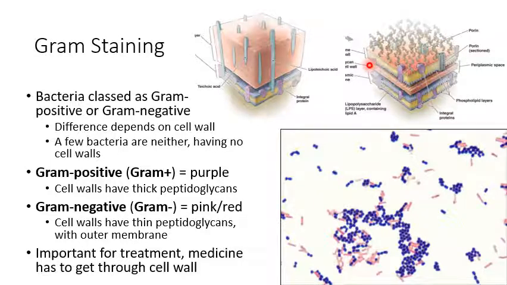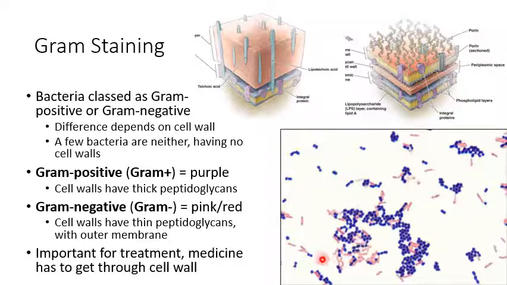The gram-negative cell wall looks different. So at the bottom you have the cell membrane, and then on top of it you have the cell wall. So the cell wall has a little bit of the peptidoglycans, but it's pretty thin. Then above that it has a second membrane, an outer membrane. And this will all stain pink or red in the Gram stain and be called Gram minus.